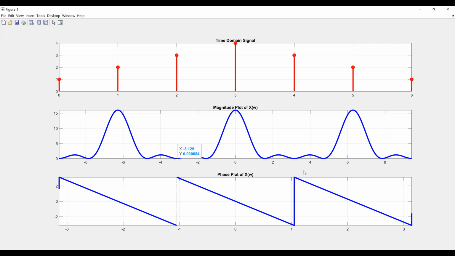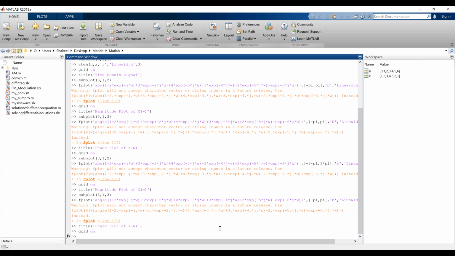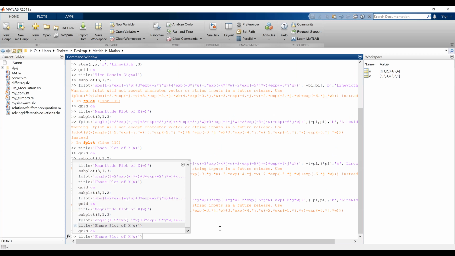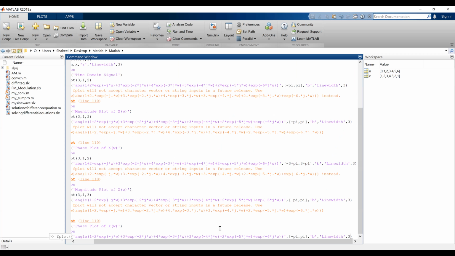Alright, I hope you have got the idea. I think I did it wrong for the phase plot. Let me go back. I didn't change the phase plot axis. Let's click on it. So let me do it.